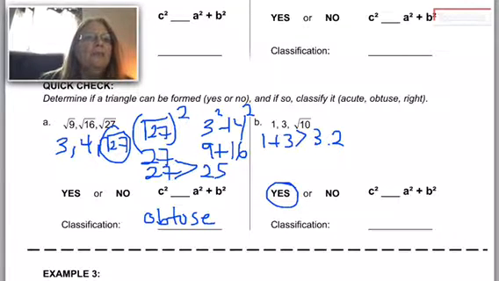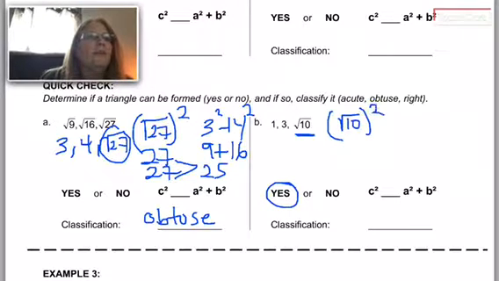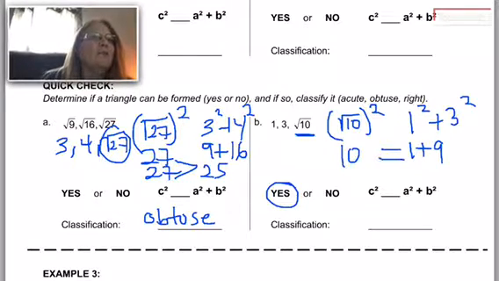But now, when I'm deciding what kind of triangle, I want to go back and use my exact numbers. So this was the largest. The square root of 10 squared, I'm comparing that to 1 squared plus 3 squared. The square root of 10 squared is 10, and 1 plus 9 is also 10. So this is a right triangle.